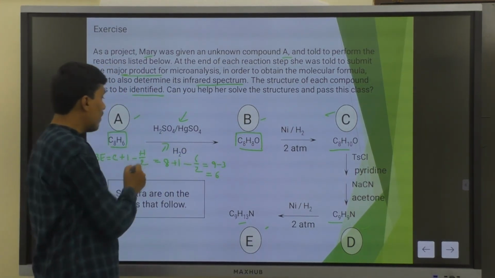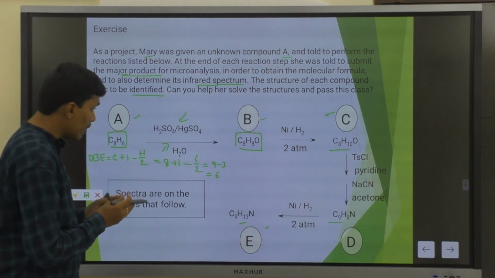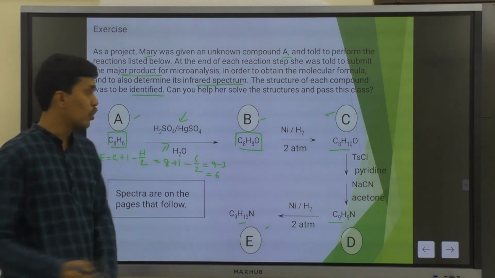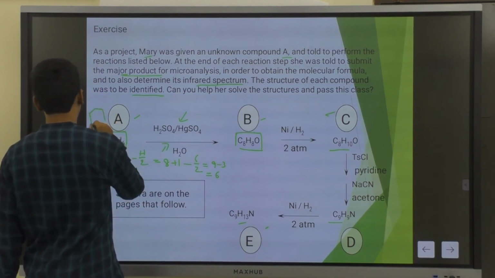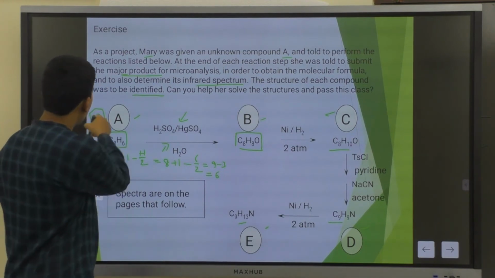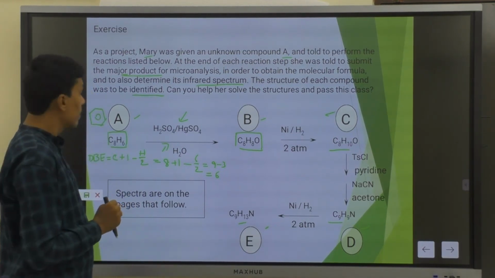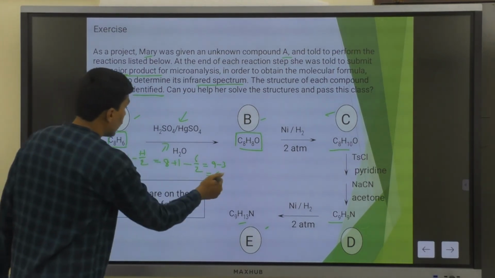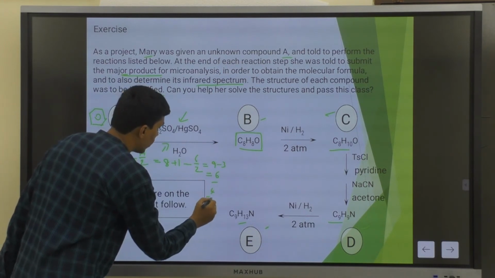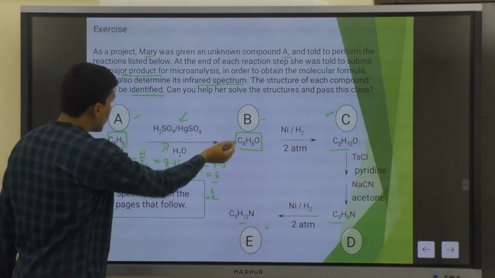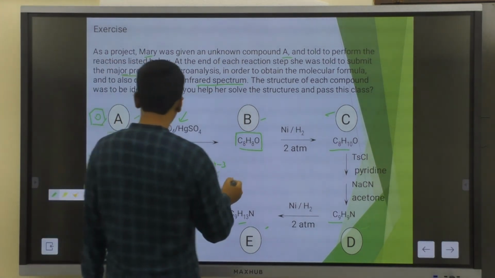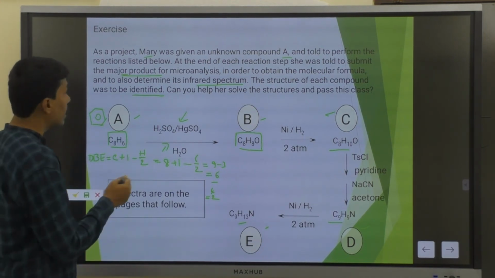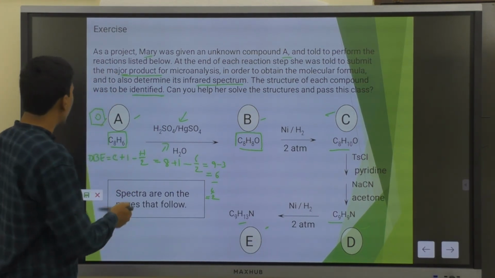Having 6 as the double bond equivalence, a large number, means there may be a phenyl group. A phenyl group means 3 double bonds and 1 ring, already 4 degrees of unsaturation. Compared to 6, 2 more remain. So 6 - 4 is equal to 2, and when you convert into C8H8O, we'll see later. So 2 more double bonds are there.